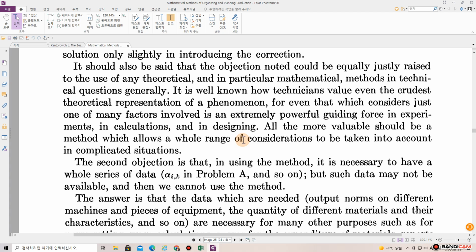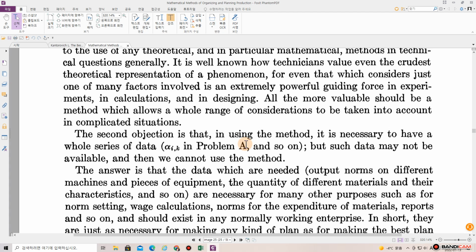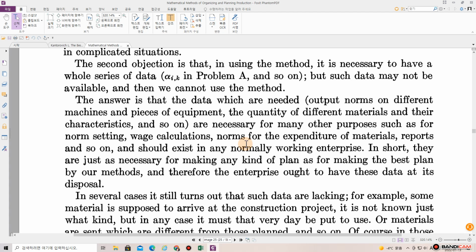A second objection is that in using the method, it is necessary to have a whole series of data, alpha sub ik, in problem A, and so on. But such data may not be available, and then we cannot use the method.